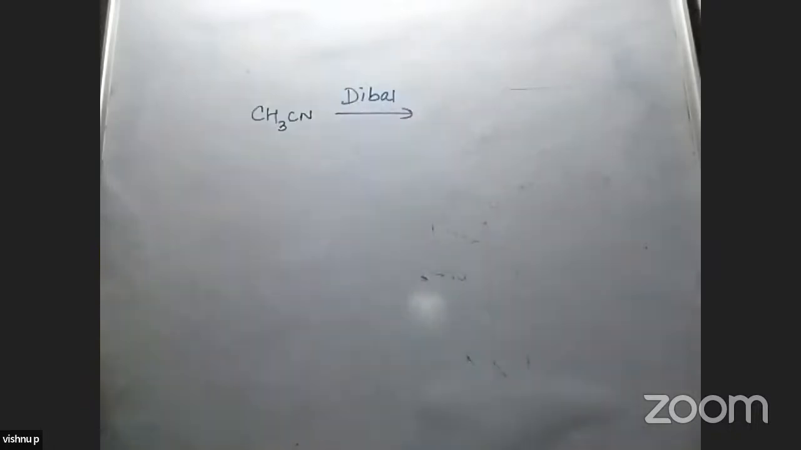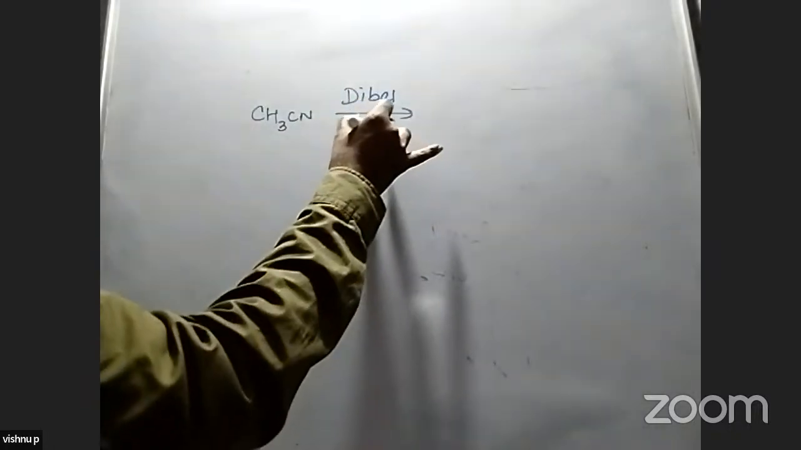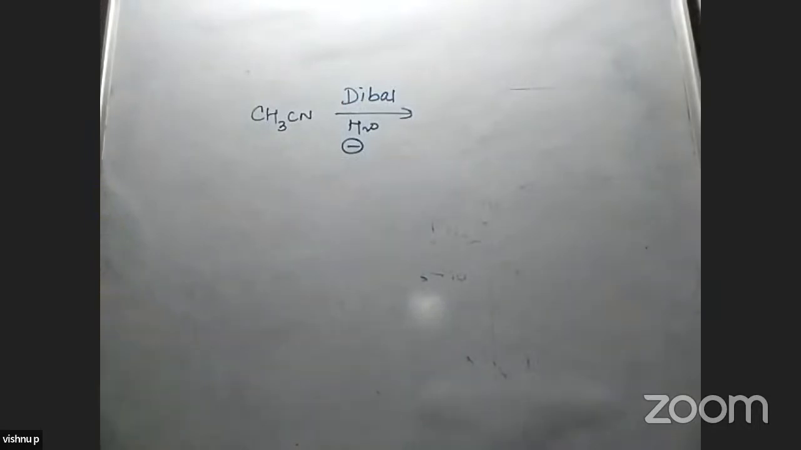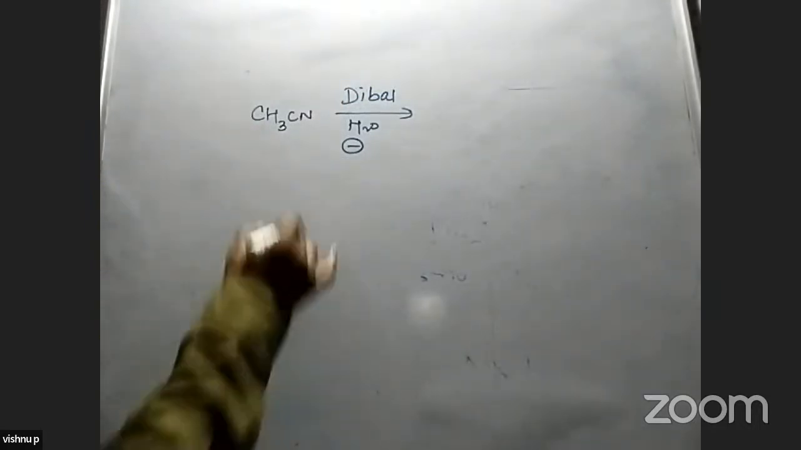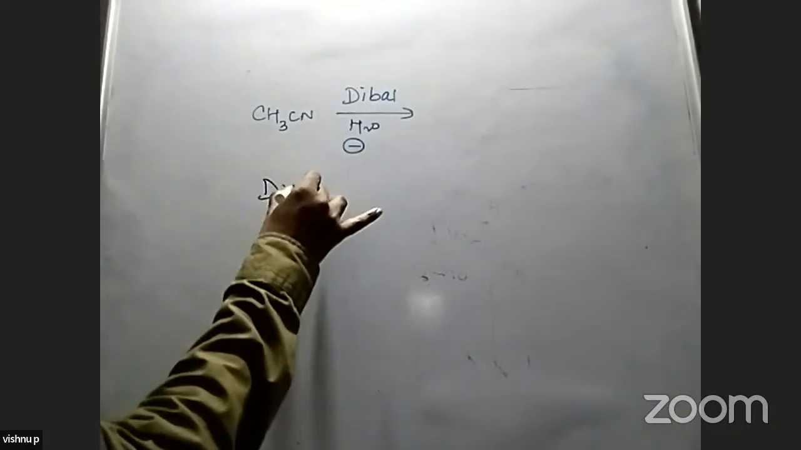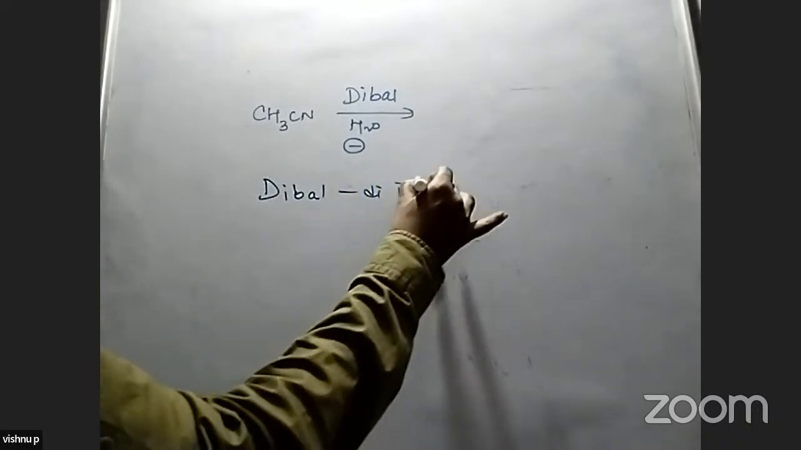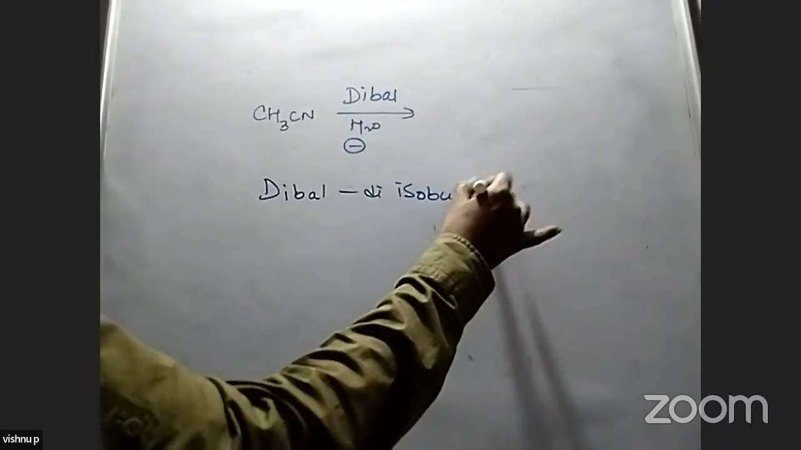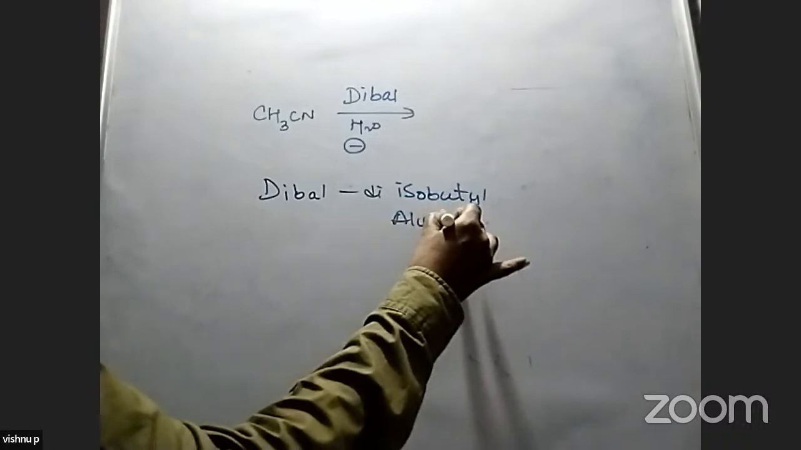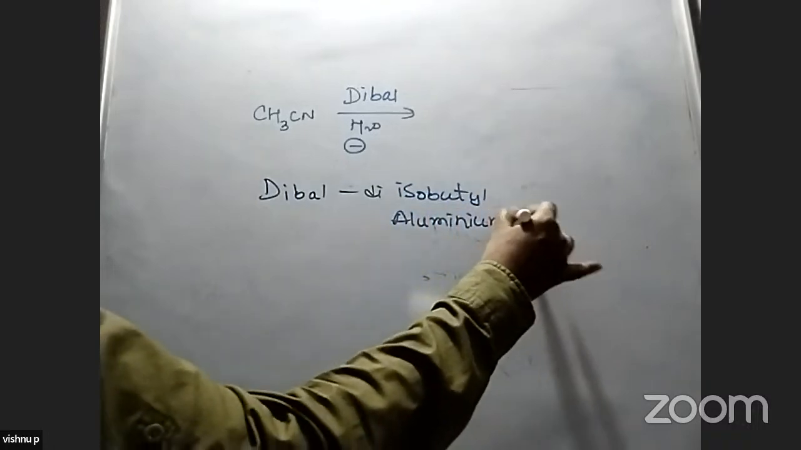Okay, next is from alkyl cyanides when reacted with DIBAL in the presence of water at minus degrees Celsius temperature. What is the meaning of DIBAL? DIBAL means diisobutyl aluminium hydride. It is called DIBAL.